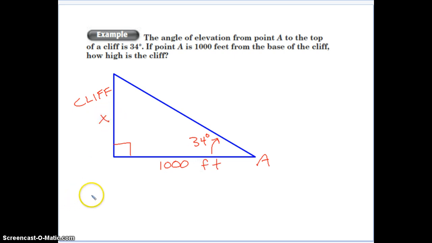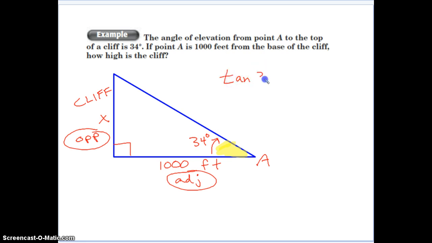We'll call that x. So now we'll use our trig function rules. Our angle here is 34 degrees. And so the height of the cliff is going to be the opposite leg of this right triangle, and the 1,000 feet distance is going to be the adjacent leg. Opposite and adjacent, going by the SOHCAHTOA rules, tells me to use tangent. So my equation is tangent 34 degrees equals the opposite amount, x, over the adjacent amount, which is 1,000.